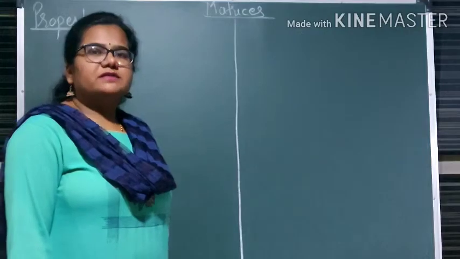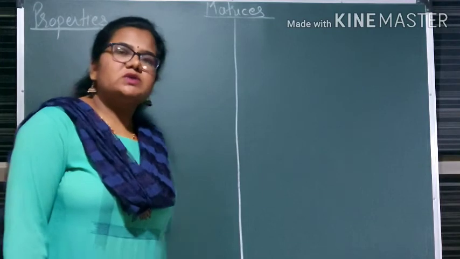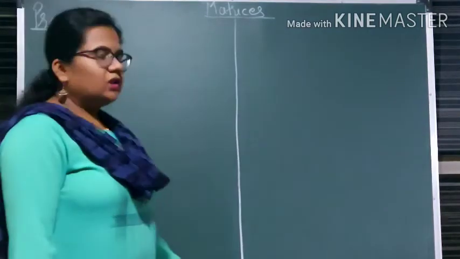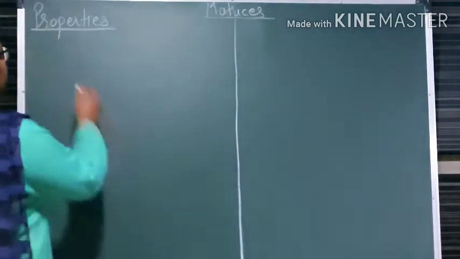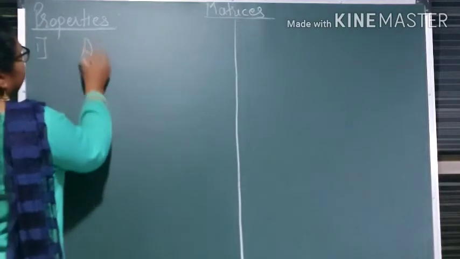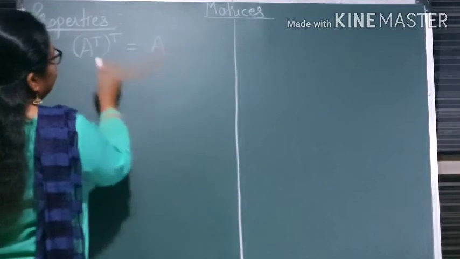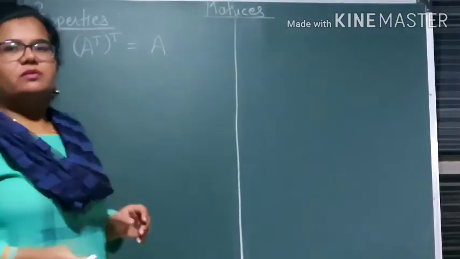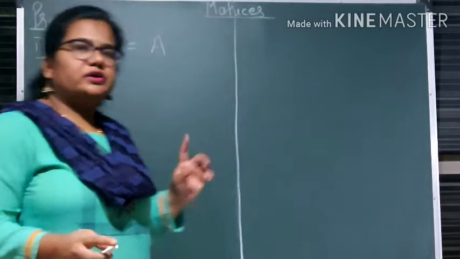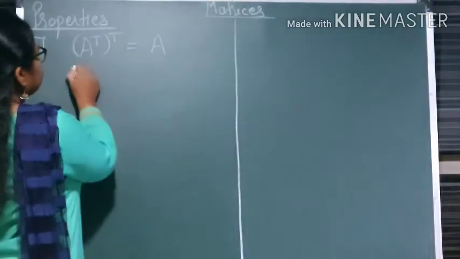Now after the definition, we will see what are the properties of transpose of a matrix. The most simplest property is the first property, that is A transpose of transpose is equal to A. That is, if you take transpose two times of a matrix, you are going to get the original matrix. We will see one example here.